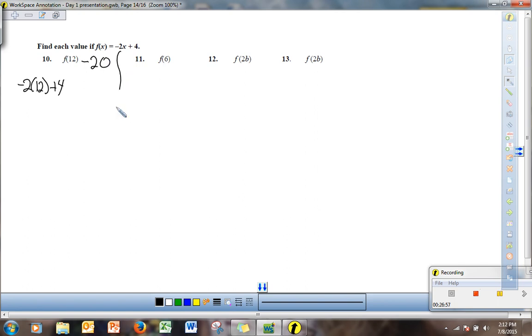Number 11, f of 6, I'm going to go negative 2 times 6 plus 4. Run that through your brain. I got negative 12 plus 4 more, negative 8.